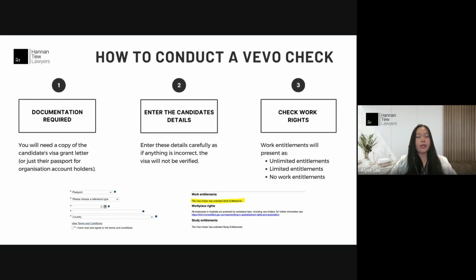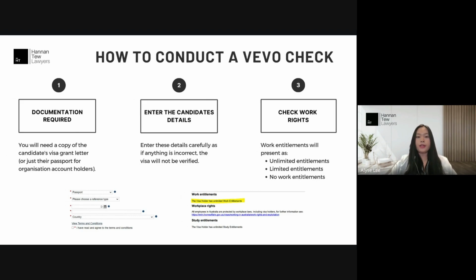Through a VEVO check, you can confirm the type of visa that the individual holds, their visa expiry date, and any specific visa conditions, including any restriction to their work rights. You will first need to get a copy of their passport or their current Australian visa grant letter so that you can enter their names, date of birth, and passport details, or their visa grant reference number into the system.